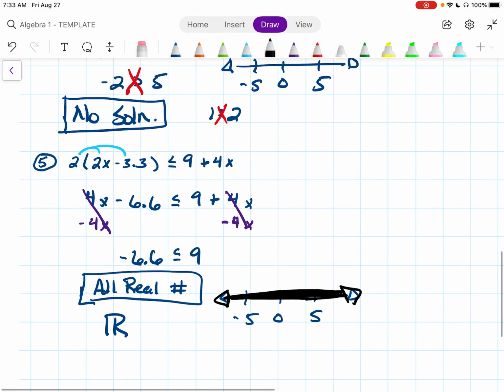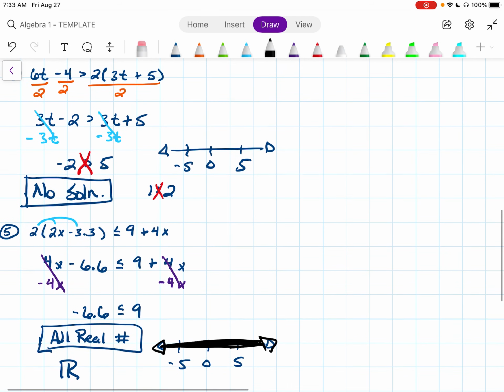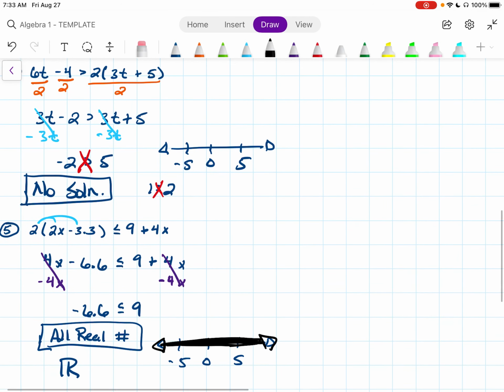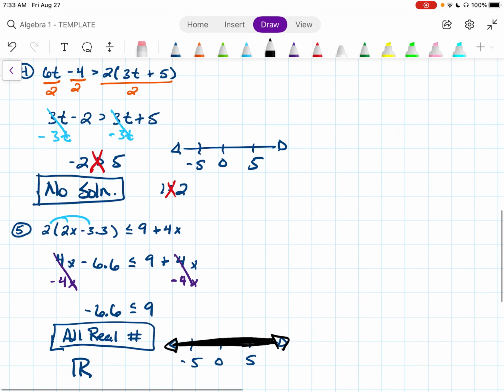right? So these are two special cases, right? No solution or all reals. Those are two special cases. No solution has no graph because nothing falls in the solution, right? Whereas in number 5, all reals, everything falls into the solution category. So everything gets shaded.